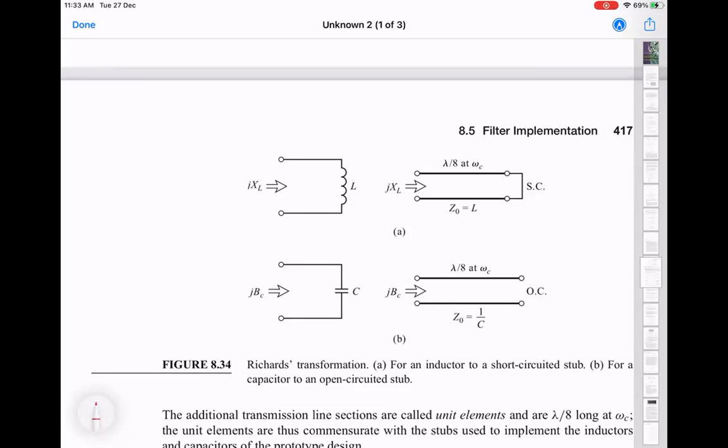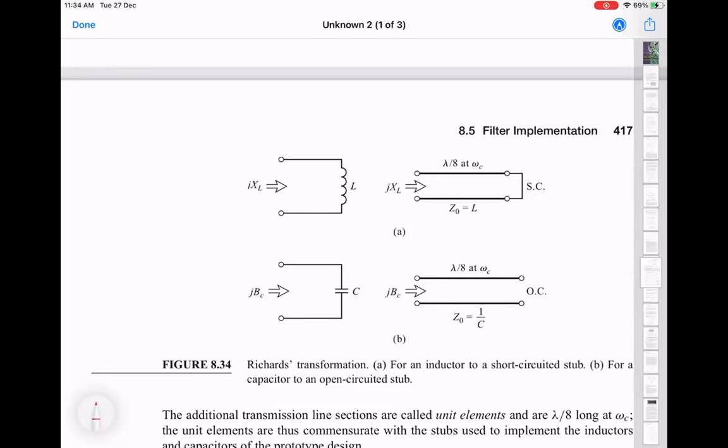So a short circuit, a section of transmission line which is lambda by 8 at omega c. Remember here, the frequency of cutoff plays an important role, because these transmission lines are always going to behave like your lumped element over a certain range of frequencies. So the natural frequency for these filter designs is always the cutoff frequency. Basically, in the range, you want these to behave the way you are trying to model them.